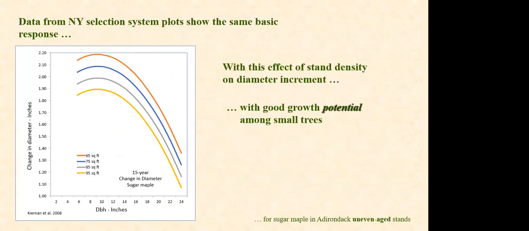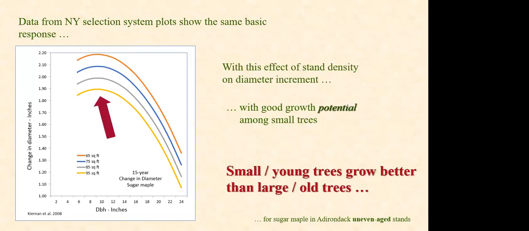Back in 2008, Diane Kiernan took data from selection system stands here in New York State and evaluated diameter growth. The vertical axis on this diagram is a change in diameter, and the horizontal axis is tree diameter, and this is representing a 15-year change in tree diameter for stands cut to 65, 75, 85, and 95 square feet. And look which trees grow the best. Small trees have great growth potential. Small trees grow better than large ones in uneven age stands.